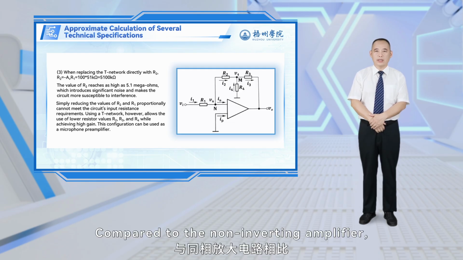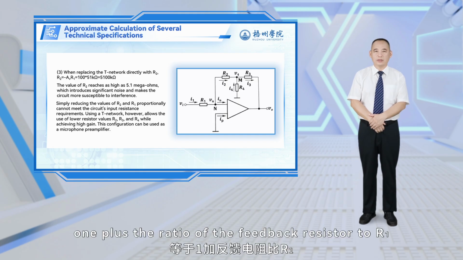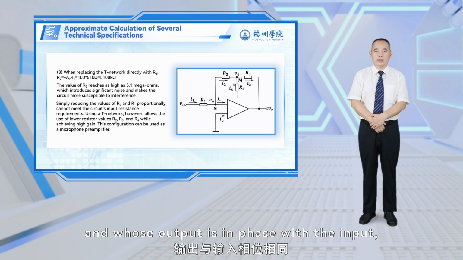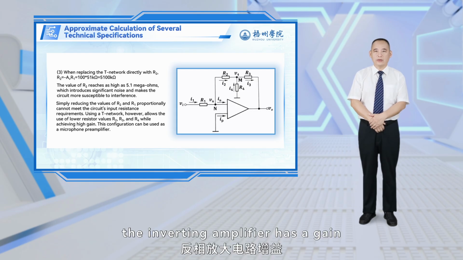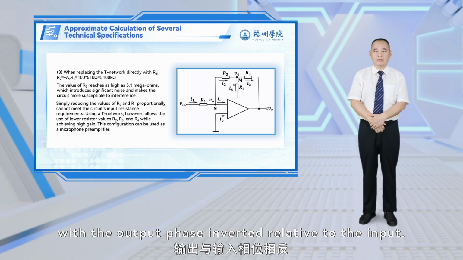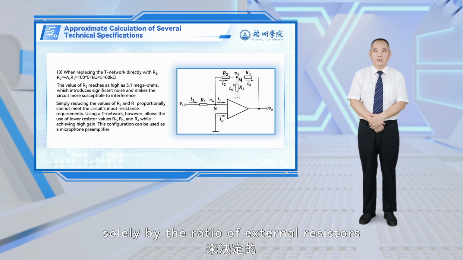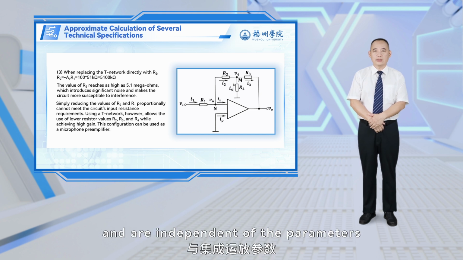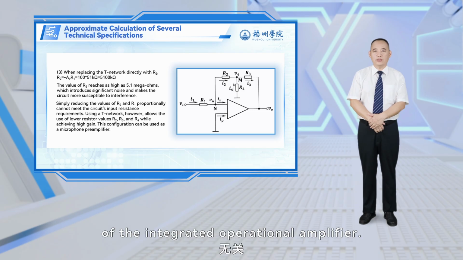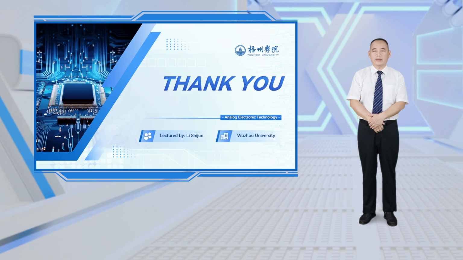Compared to the non-inverting amplifier, whose gain equals 1 plus the ratio of the feedback resistor to R1 and whose output is in phase with the input, the inverting amplifier has a gain equal to the negative ratio of the feedback resistor to R1, with the output phase inverted relative to the input. Both gains are determined solely by the ratio of external resistors and are independent of the parameters of the integrated operational amplifier. That concludes today's lesson.